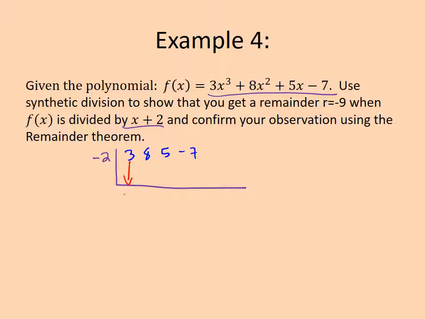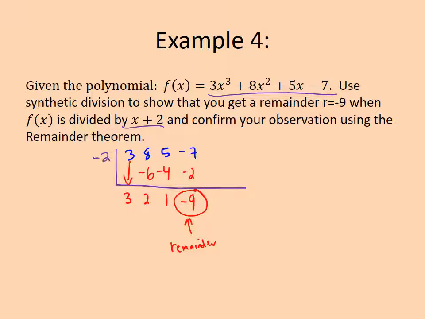We bring down the 3. 3 times negative 2 is negative 6. 8 plus negative 6 is 2. 2 times negative 2 is negative 4. 5 plus negative 4 is 1. 1 times negative 2 is negative 2. Negative 7 plus negative 2 is negative 9. We can see that our remainder is negative 9 by doing synthetic division.